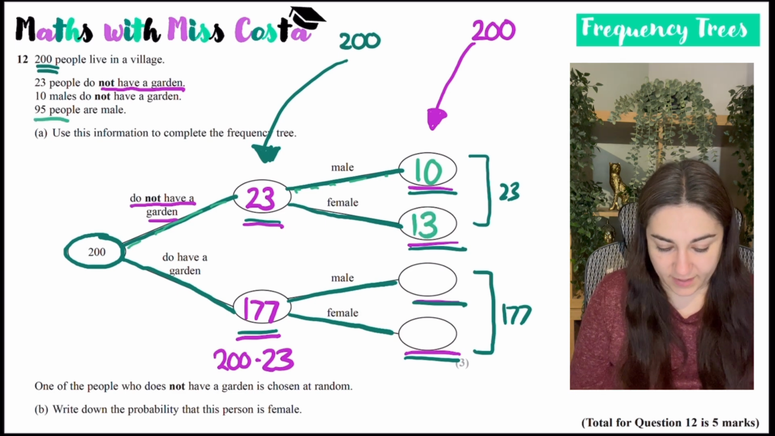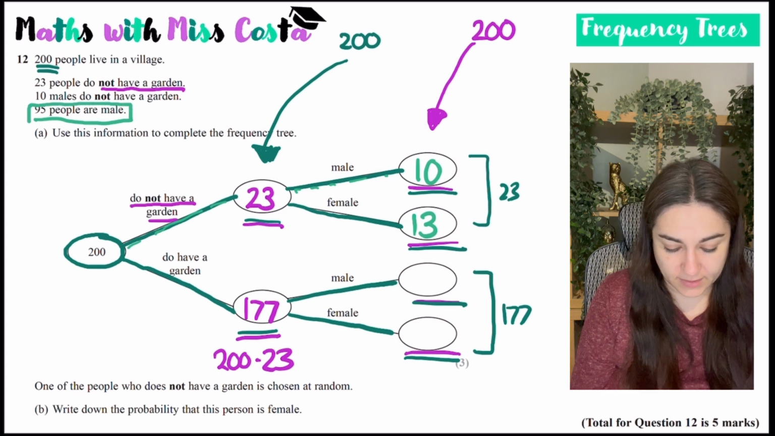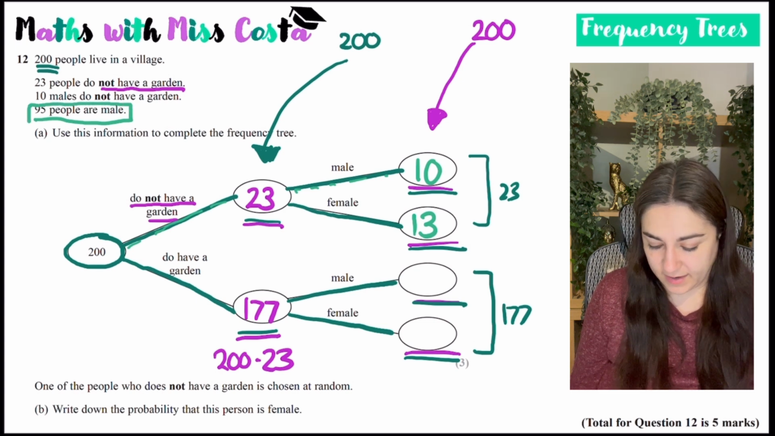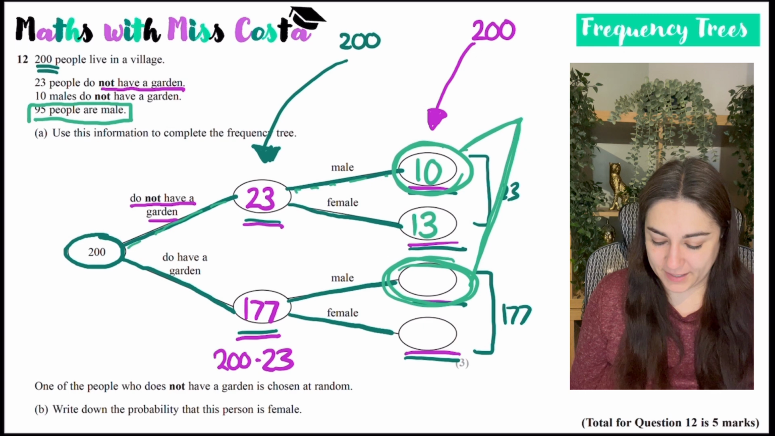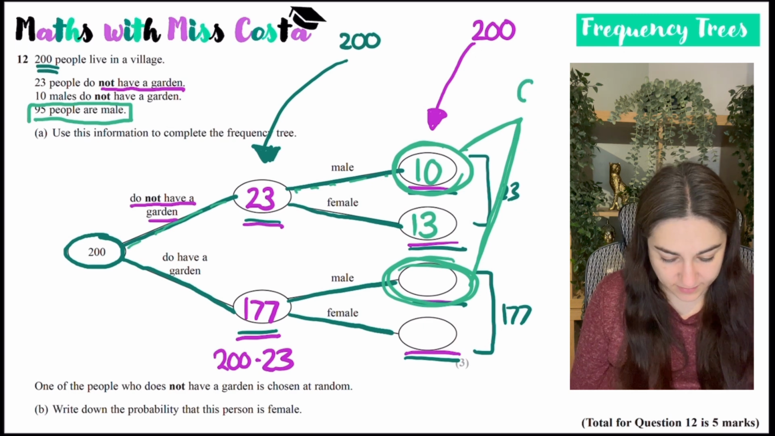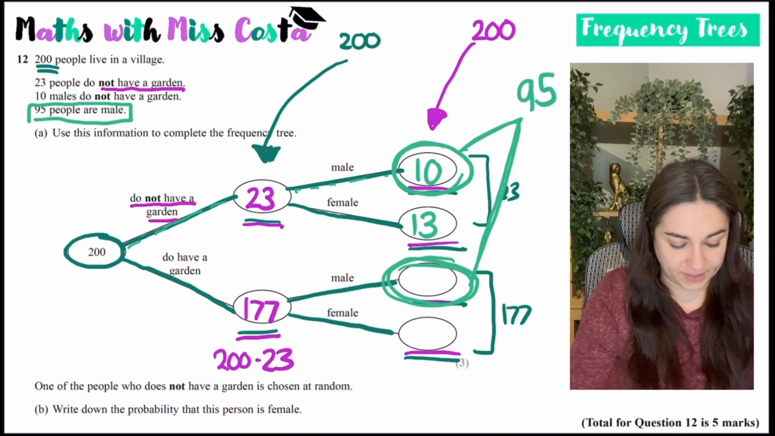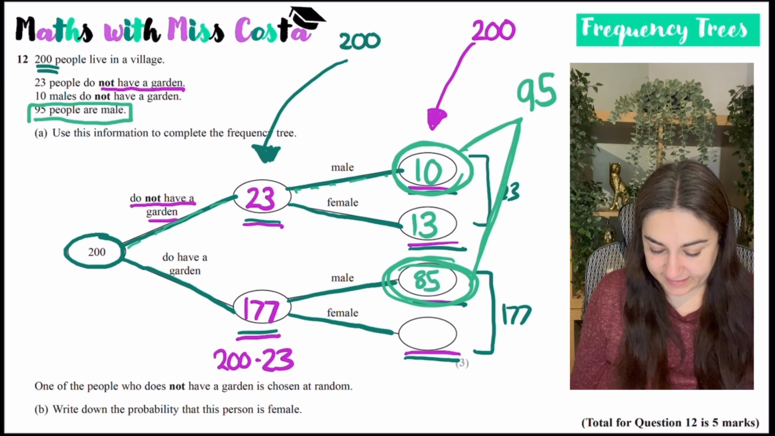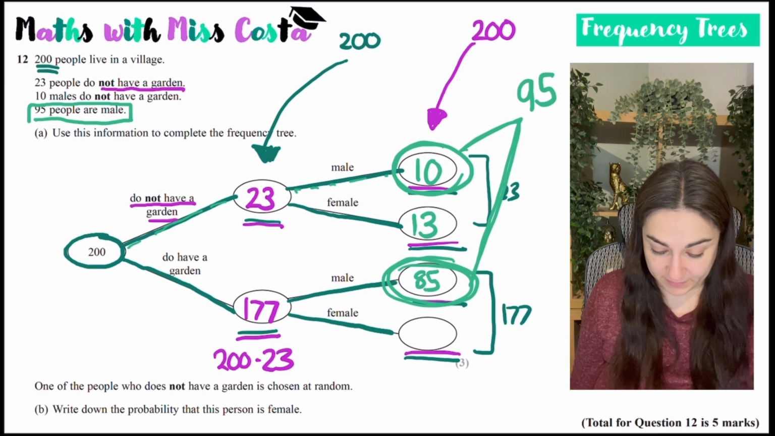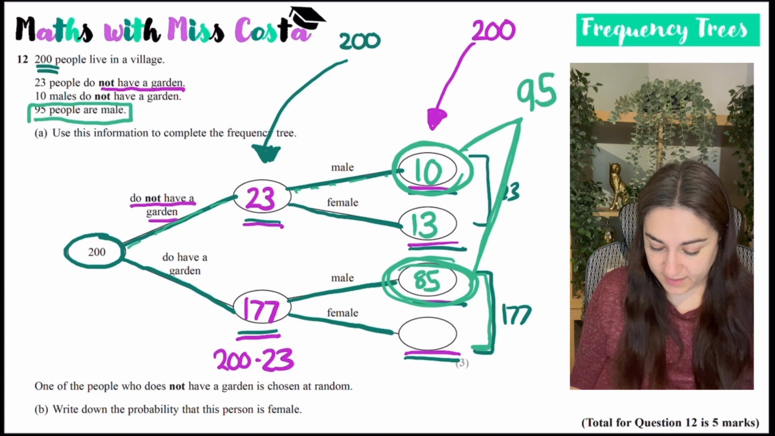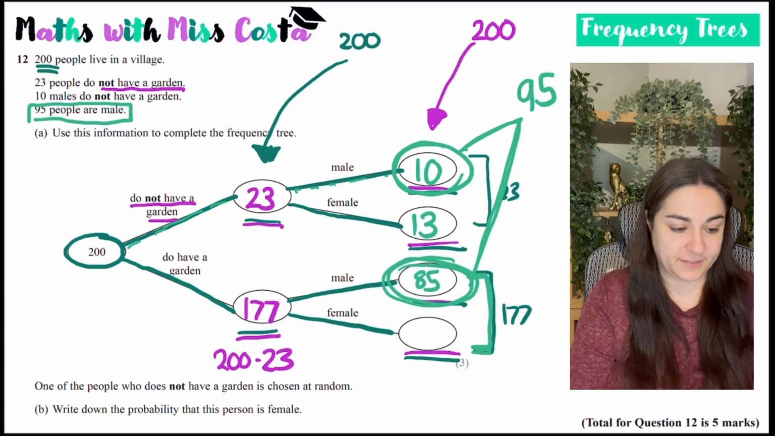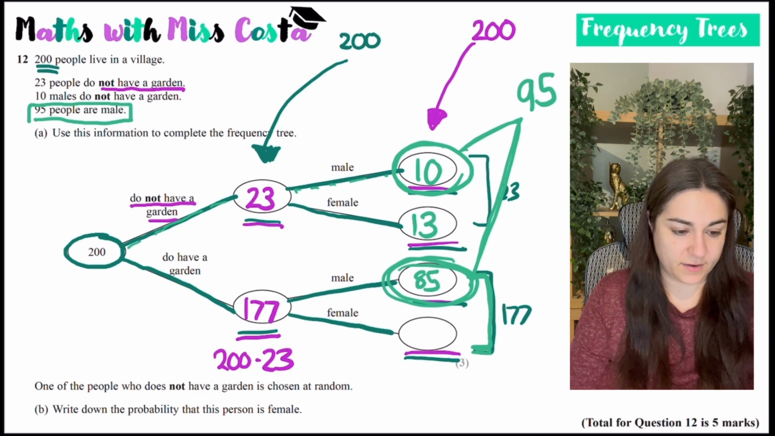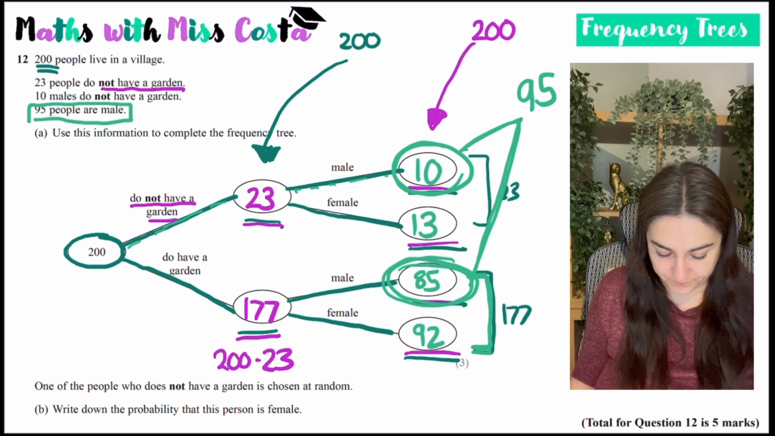And then I'm told that 95 people are male. So in total, where's your males? You've got male here and male there. And you know that these two must add up to make 95. So 95 take away 10 is 85. So I can figure out how many males must be here. And I know that these two must add up to 177. So I can just do 177 take away 85, which is 92.